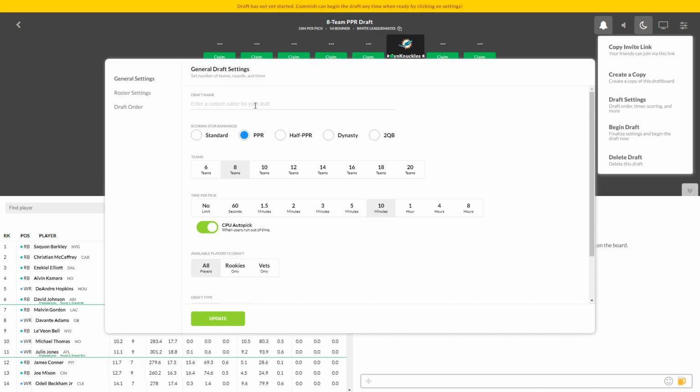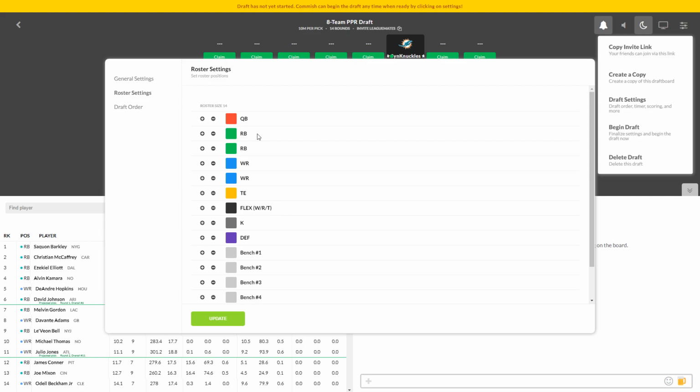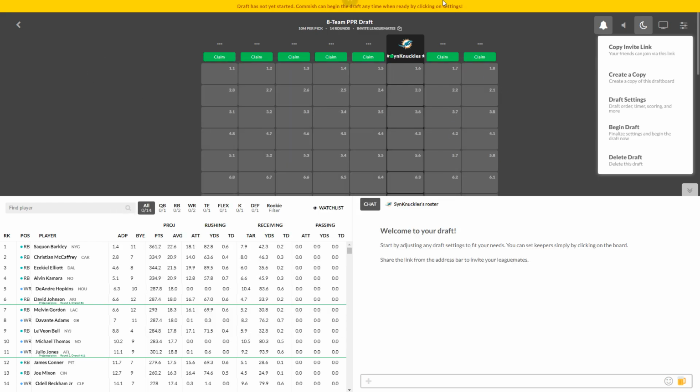And today we're doing an 8-team PPR draft, as you can see in the title up here. Pretty much the roster is one quarterback, two running backs, two receivers, tight end, flex, kicker, defense, five bench spots. And we are going to be picking at the sixth pick.